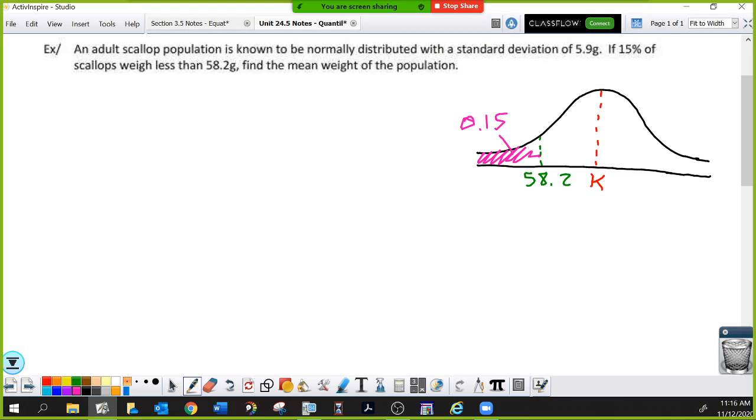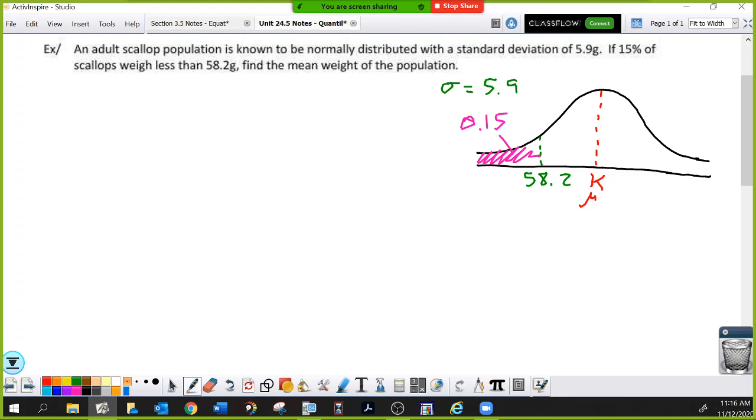So I don't know the mean. I do know standard deviation, though. Sigma equals 5.9. Okay. So let's say we know that the mean should be mu, or I have it written as k, whatever, doesn't really matter. I only called it k because it's an unknown, so it's a k value. But that is mu. That is your mean.